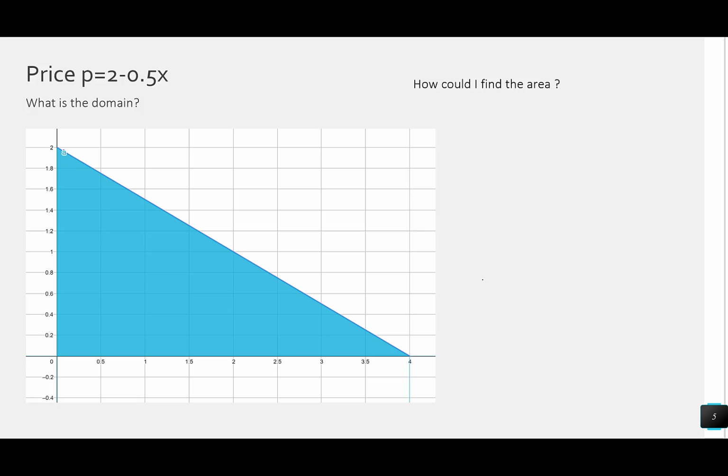So let's extend this a little more and take it back to things that we've talked about in this class, things like price. So here's a picture of a price function that is 2 minus 0.5x. And just looking at this picture, let's figure out the domain. So I have a domain of 0 to 4.